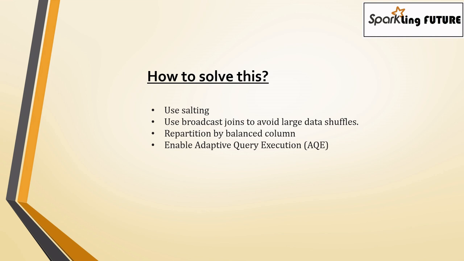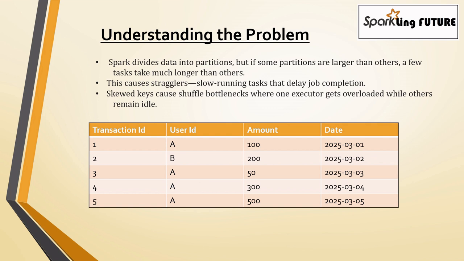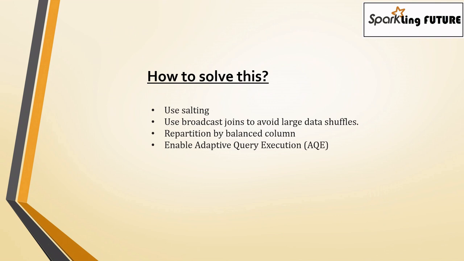Also we can repartition using a balanced column. In the previous example we have seen, we are going ahead with user ID as the partition column, and because of that we see the data skewness in the records. So instead of that we can go for a proper column and repartition on it, like for a skewed column such as user ID.